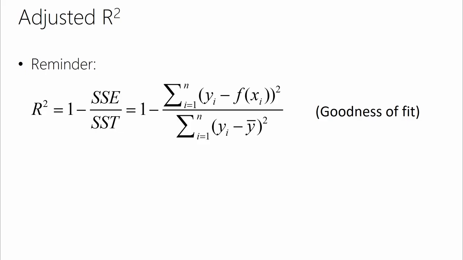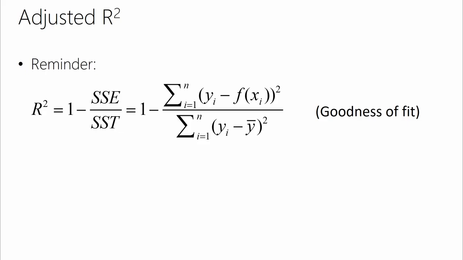So how do you know when to stop? So how do you know when you reach that point of diminishing returns? And that's where something like adjusted R-squared comes in. I hope you remember R-squared from the data science course. R-squared is a measure of how well the model fits the data.